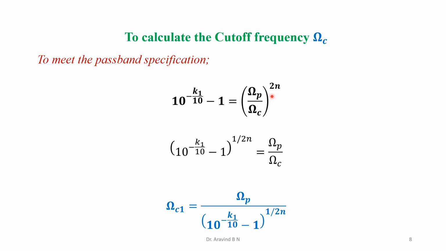Therefore, we take the power 2n to the left side. By doing that, we get the expression [10 to the power of minus k1 by 10, minus 1] to the power of 1 by 2n is equal to omega p divided by omega c. Now we can obtain the expression for omega c. Since we are working with respect to the pass band, we call omega c as omega c1, and its expression will be omega p divided by [10 to the power of minus k1 by 10, minus 1] whole to the power of 1 by 2n.